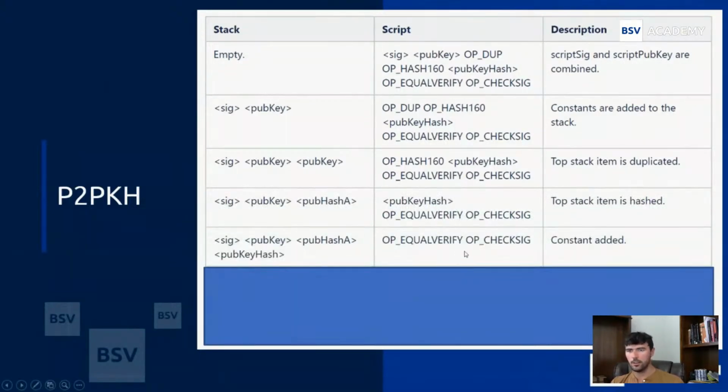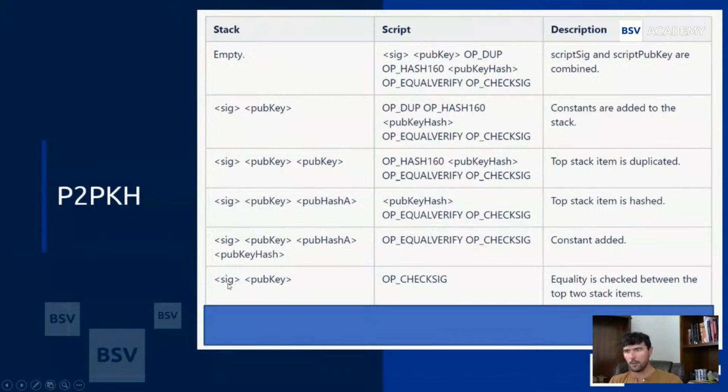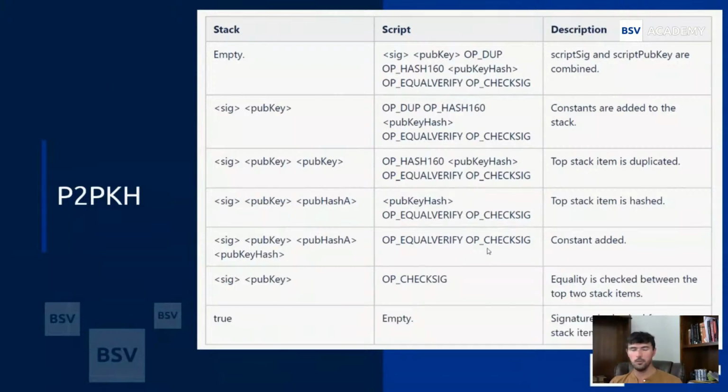So it's going to check equal verify, which does op equal on them and then drops the stack item if it's true. And then we're left with just the signature and the public key where check sig will be evaluated. We're not going to get into all the nuts and bolts of check sig, but check sig is going to check the signature against a pre-image of the transaction. And if that works, we're going to end up with true.